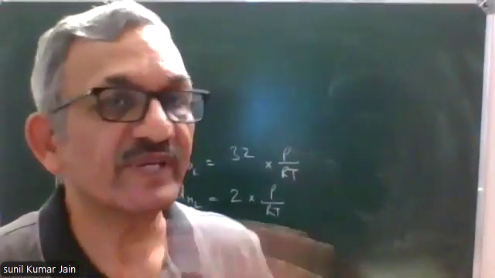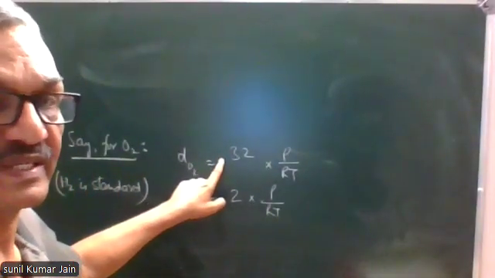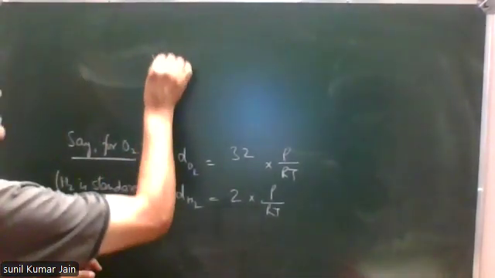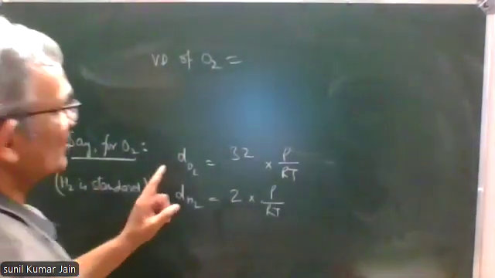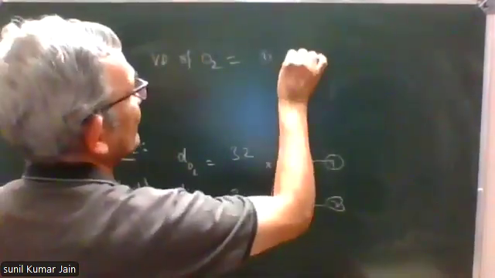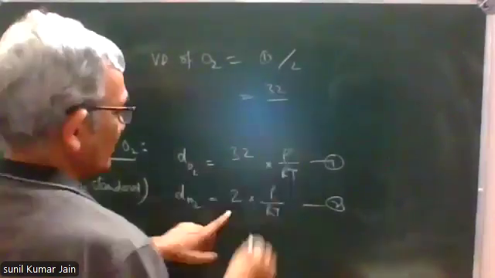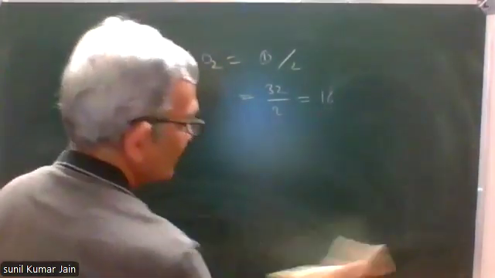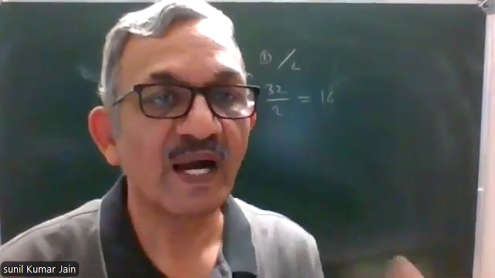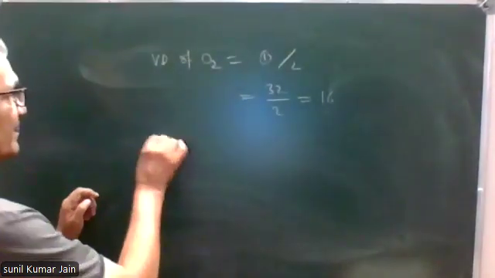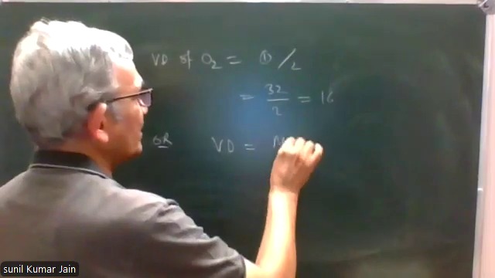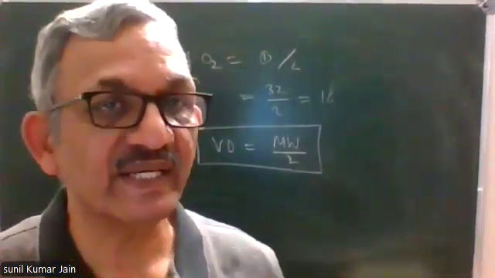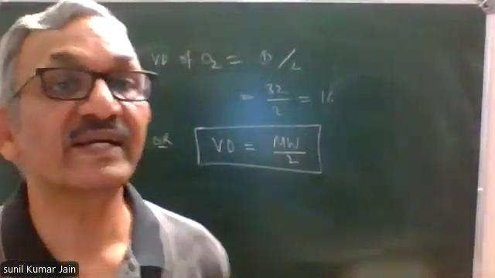As per definition, the vapor density of any substance is the ratio of the density of vapors of that substance to the density of hydrogen, right? Hydrogen is taken as the standard. So the vapor density of oxygen will be 32 divided by 2. This part will cancel out. This will be 16. Now 16 is nothing but half of the molecular weight of oxygen. So I can say vapor density is equal to molecular weight divided by 2. Now you can see this vapor density is assigned in comparison with hydrogen, therefore also called relative density.